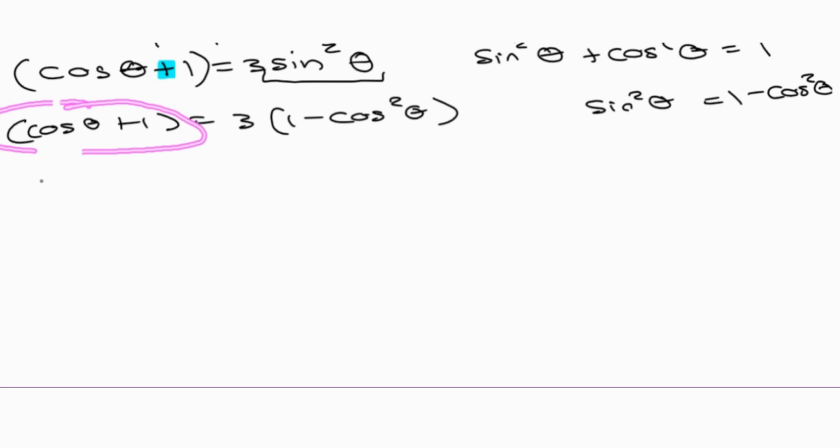Now we're just going to say cos theta plus 1. We're going to share this 3. I wonder why this is not disappearing yet. But anyway, that's going to be 3 minus 3 cos squared theta. Are we with me? Hopefully.